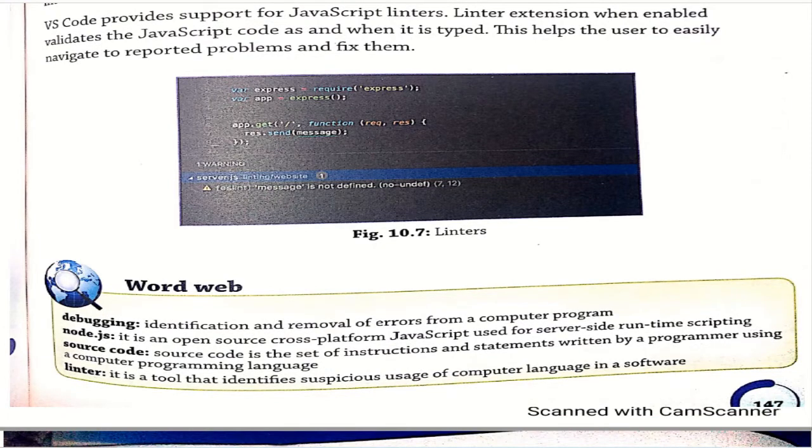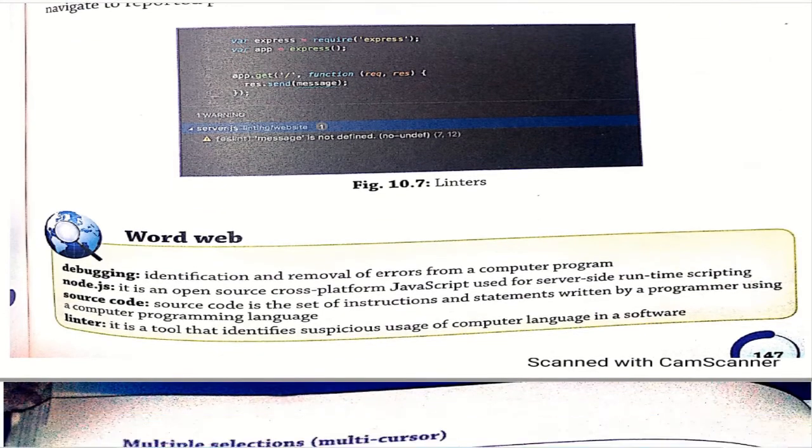So, what is debugging? Identification and removal of errors from a computer program. Node.js is what? It is an open source cross-platform JavaScript runtime used for server-side scripting. Source code is what? Source code is a set of instruction statements written by a programmer using a computer programming language. And a linter is what? It is a tool that identifies suspicious usage of computer language in software.